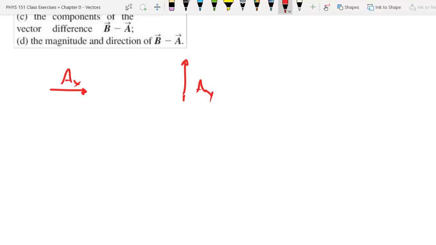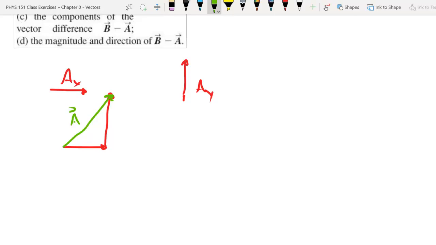If I start out with AX like this, and then at the head of AX I place the tail of AY, that's AY, and then my vector A looks something like this, right? So going from the head of AX to the tail of AY, or I could add it the opposite way, given the commutativity of vectors, if I wanted to. So that's really vector A. Of course I can use trig to find the magnitude and direction of vector A, but that's not really what we're asked to do here.